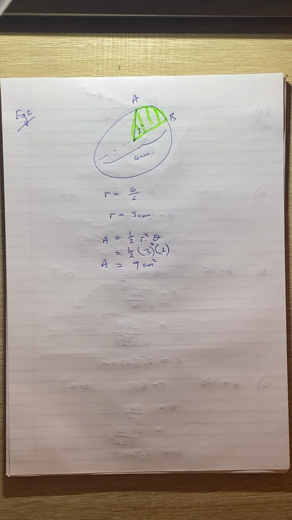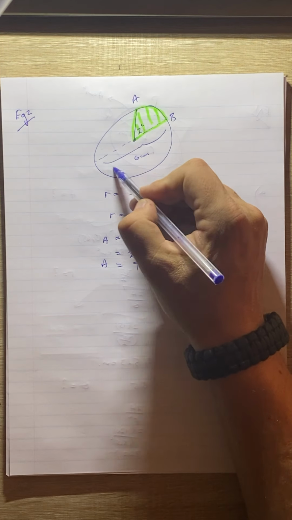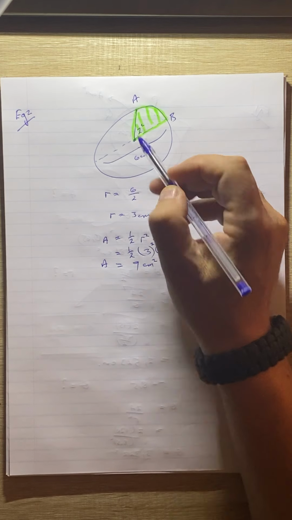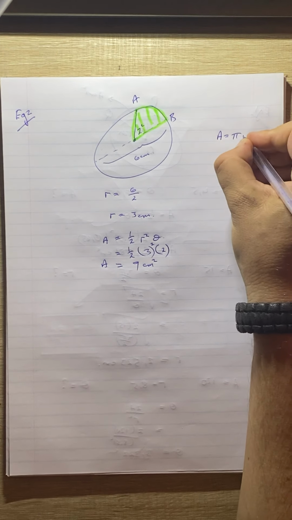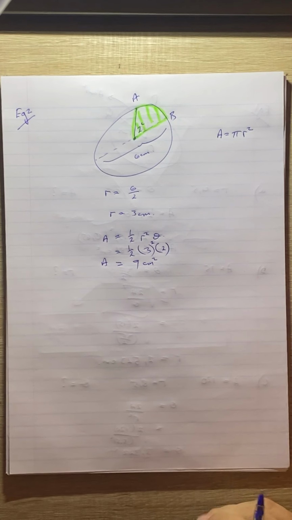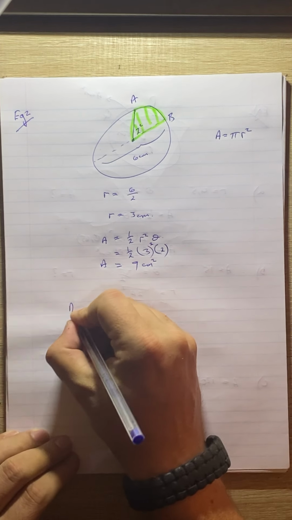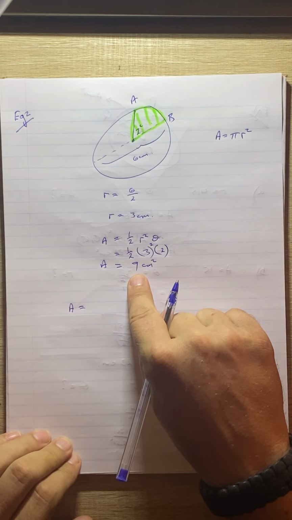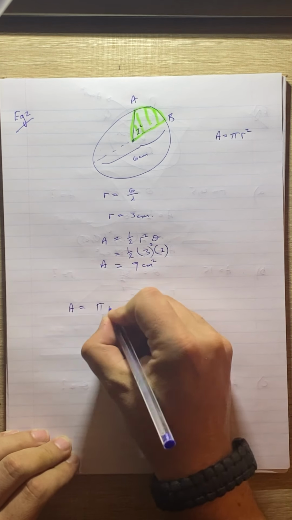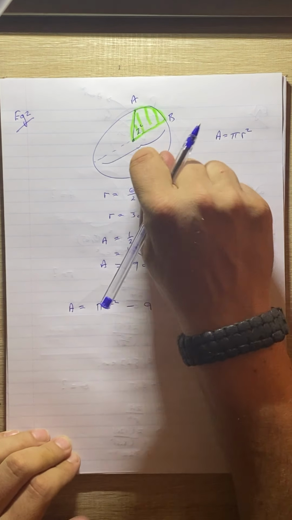Okay, so the next part of the question is saying, and then determine the area of the major sector. So we need to now work out the area of this big part here. Now you guys know that the area for any circle is pi r squared. So to work out the area of this major sector, I'm going to take the area of the full circle, subtract the area of the minor. So we'll get pi r squared minus 9, and what we're left with is the major sector.